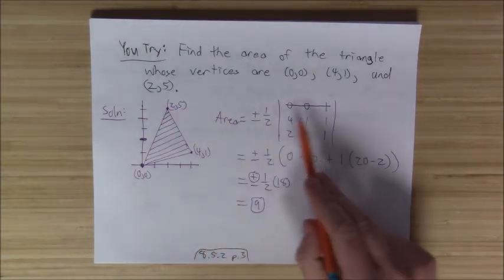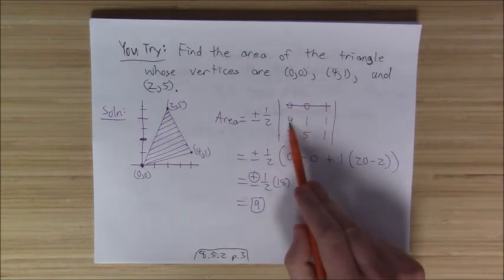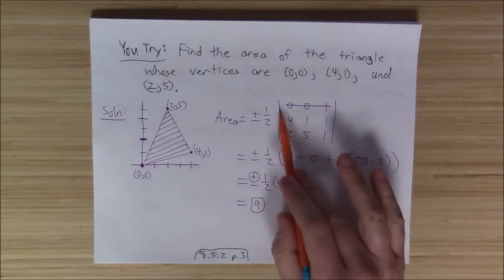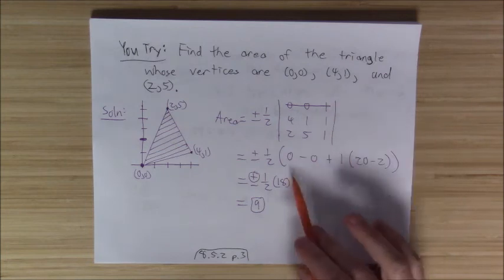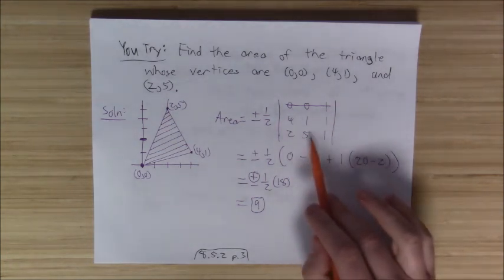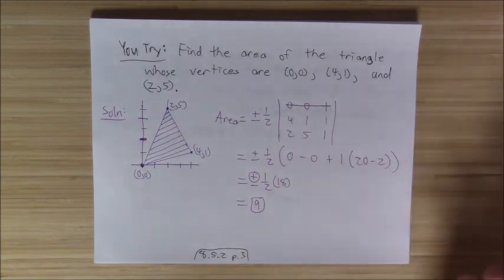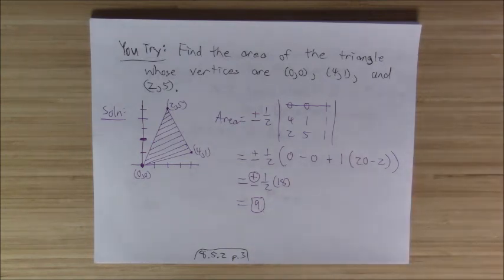We have the area is plus or minus 1/2, and then we have the first coordinates, the second coordinates, and the third coordinates. Obviously the best thing to do is expand along the top because of the 2 zeros. So we get 0 minus 0 plus 1 times the determinant of this matrix right there, which is going to be 20 minus 2. Because we get positive 18 there, we'll choose the positive to make everything positive, so we end up with 9.